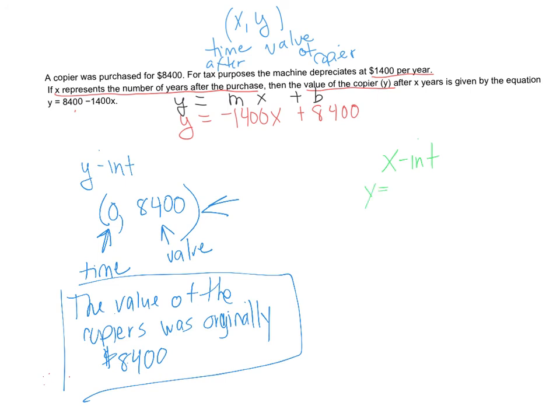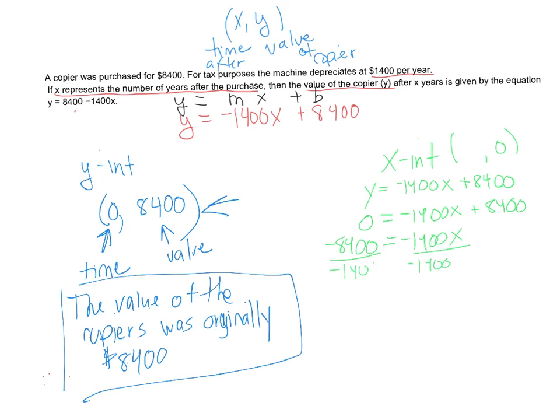So we have to look at the equation y equals negative 1,400x plus 8,400. Remember, the x-intercept is the value of x when y equals 0. So I'll put a 0 in here. And now I need to solve this equation for x. So I'm going to take the 8,400 over to the other side. And then I'm going to divide both sides. And I'm going to get x that is equal to 6. Now, that means my ordered pair of the x-intercept is 6, 0.